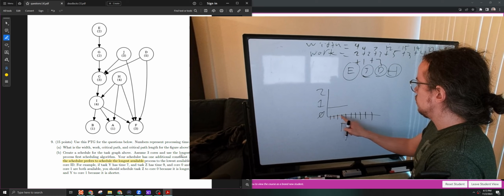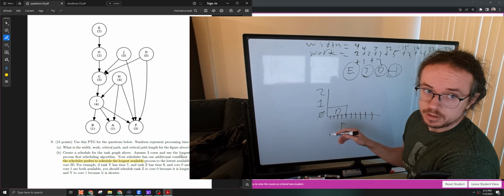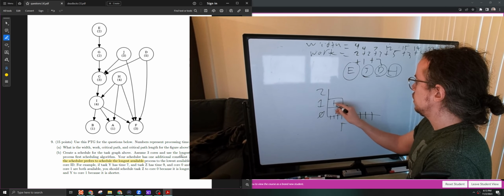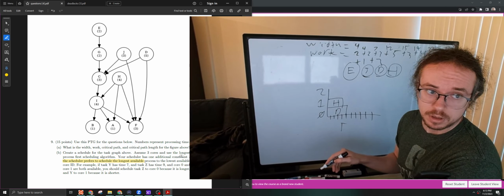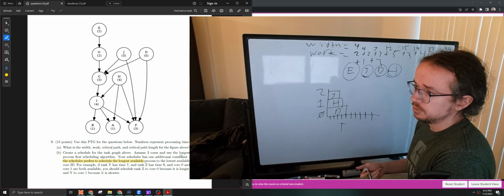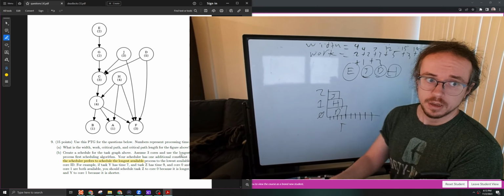1, 2, 3, 4, 5. Second longest is going to be H, and that goes for 4, so we'll schedule that till here. Third longest is J. And so we put J here. And then our hands are tied, we're out of cores. So we have to fast forward the clock.